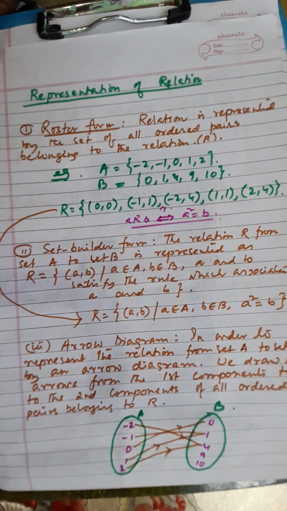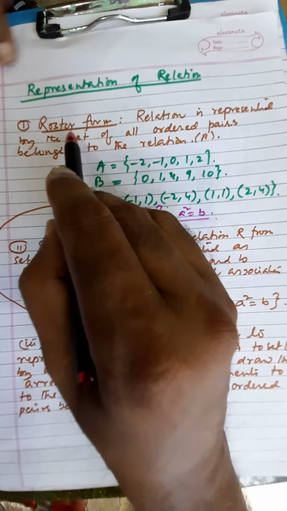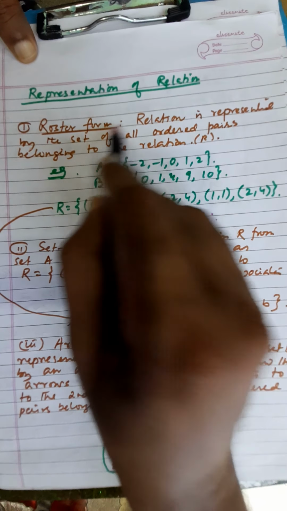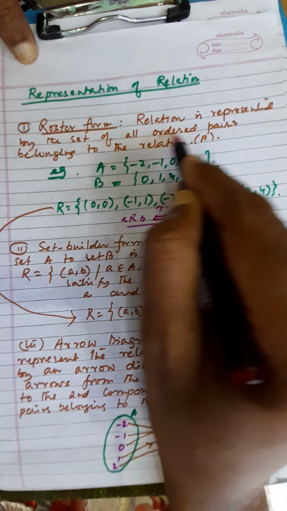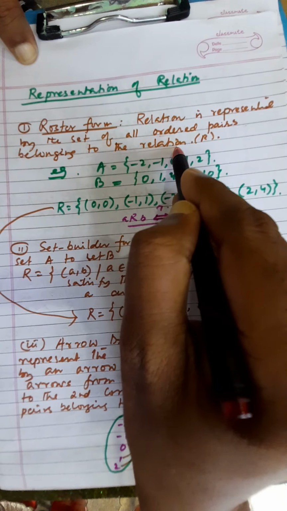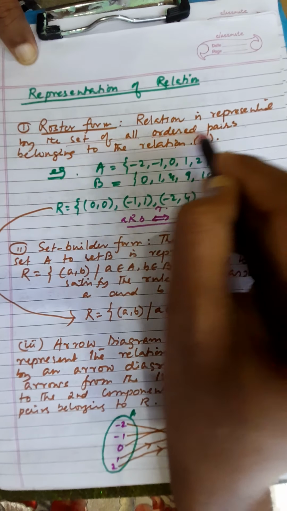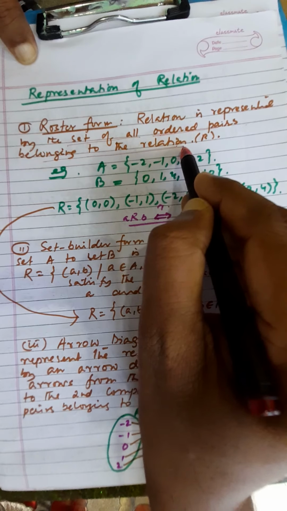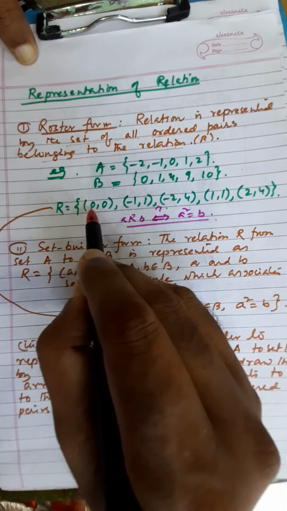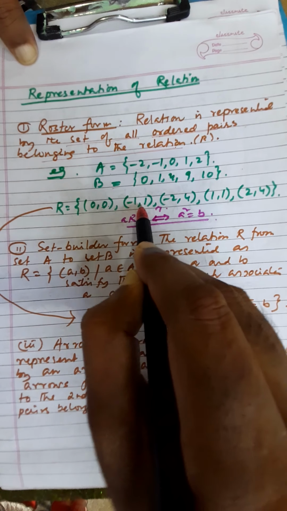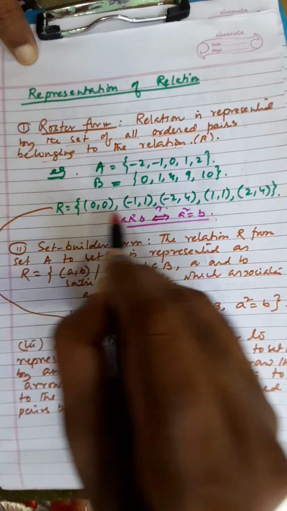Next, representation of a relation. How will we represent a relation? In roster form, a relation is represented by the set of all ordered pairs belonging to the relation. Suppose A is equal to this and B is equal to this. So R is equal to (0, 0), (-1, 1), (-2, 4), (1, 1), (2, 4). This is the relation we have written.